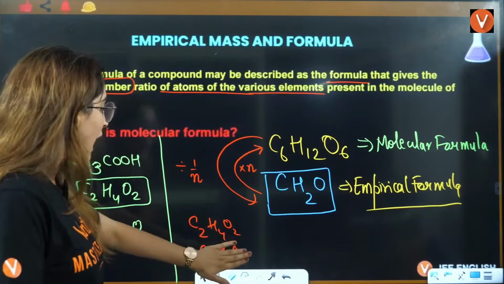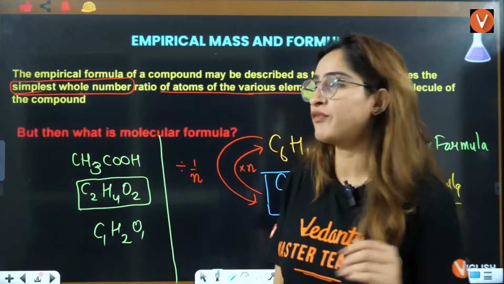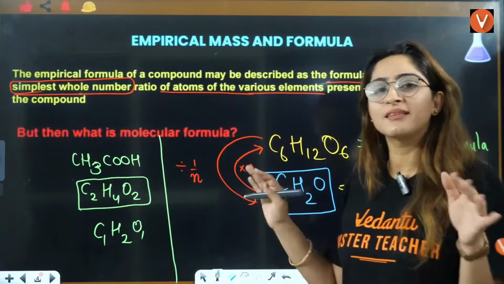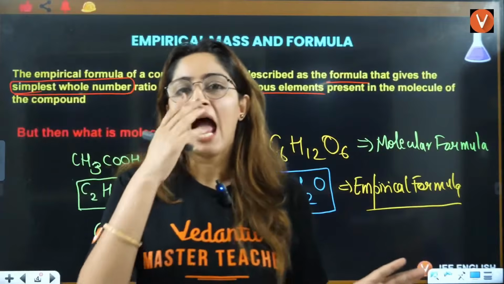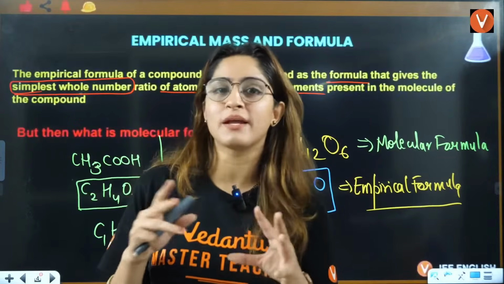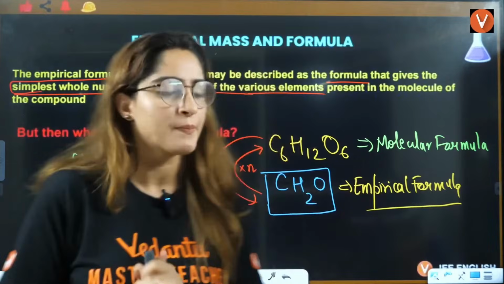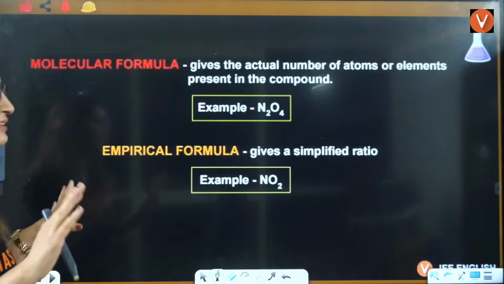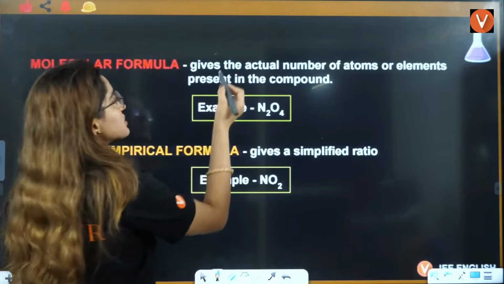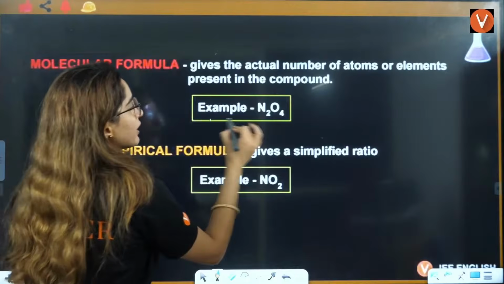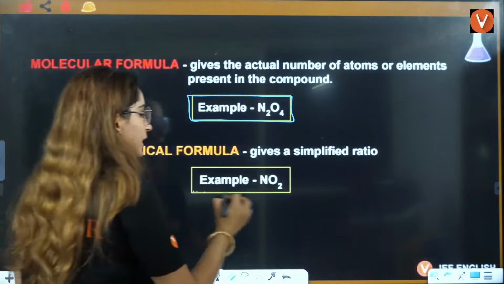Right? So that means we are not just happy that, okay, we have the empirical formula. See, in the exam, they will ask you to calculate the molecular formula, right? And they will give you the hint regarding the empirical formula and the molecular mass. And from that, you have to calculate, right? So now I will define how to calculate. But before that, let's take one more example. If you see that the molecular formula of any compound is N2O4, then the simplified ratio will be NO2.